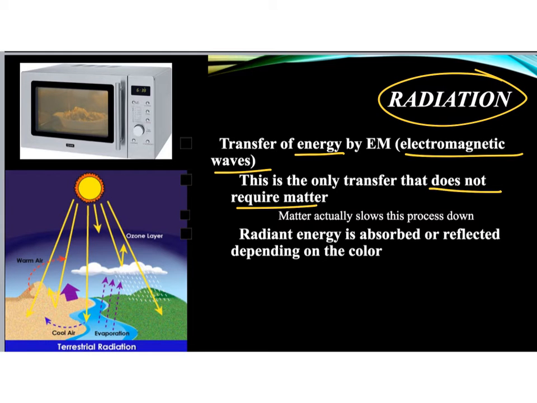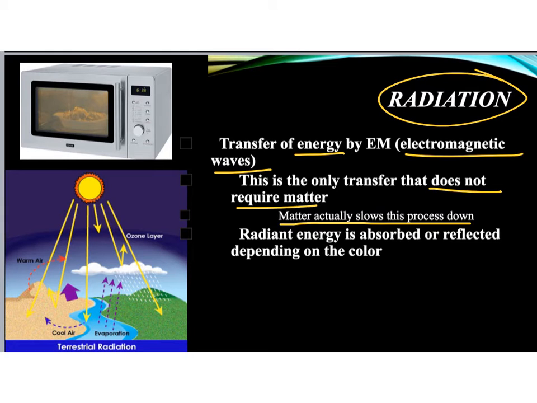So what is matter? Well, matter is basically what everything is made of. Electromagnetic waves do not need a substance to travel through. They can travel through solids, liquids, and gases. They can also travel in the voids of space, a vacuum. The more dense or compact the matter is, the slower this energy transfers. So matter actually slows the process down. So the less matter in a substance, the quicker the transfer.